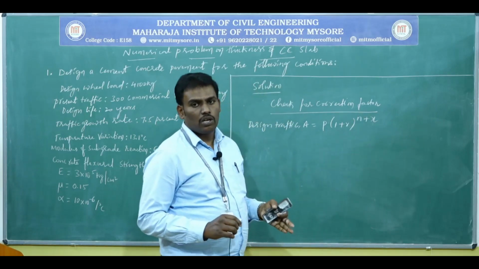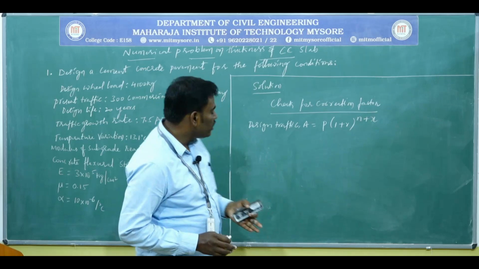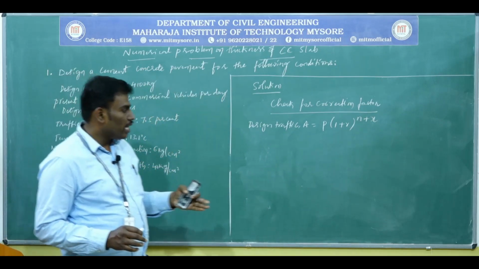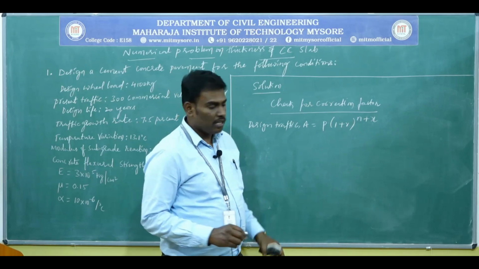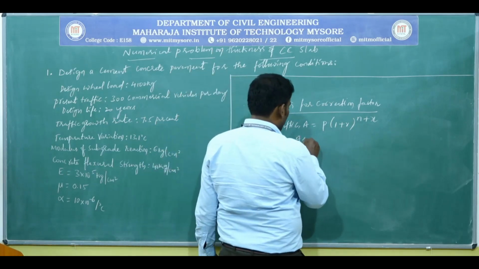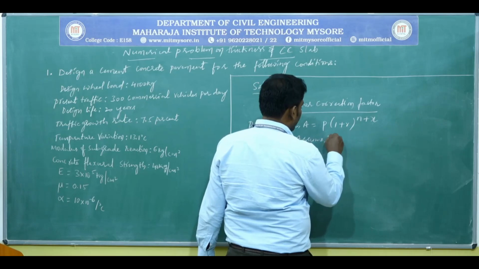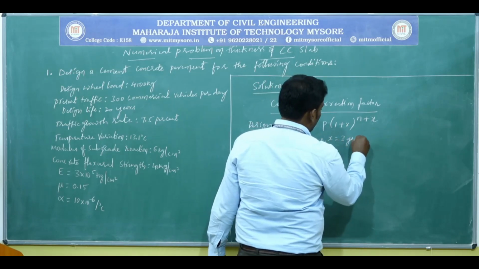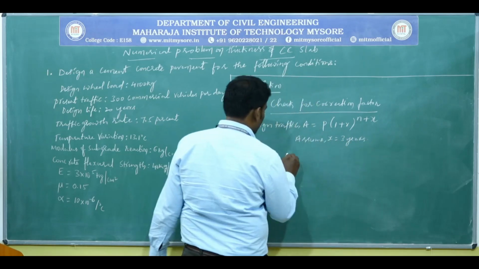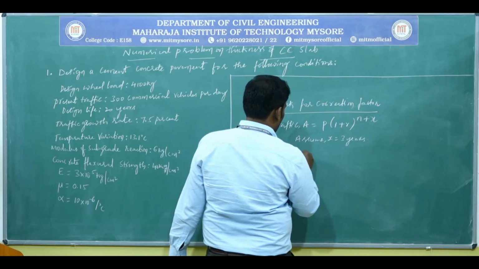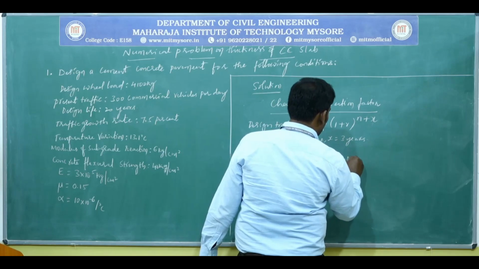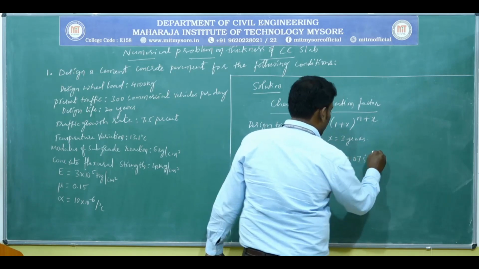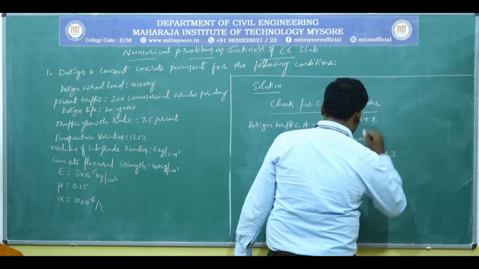Usually it is 2 to 3 years. Since they have not given the value of X, in this case you are going to assume the construction period X is equal to 3 years. Therefore A is equal to 300 into (1 plus 0.075) to the power of (20 plus 3).